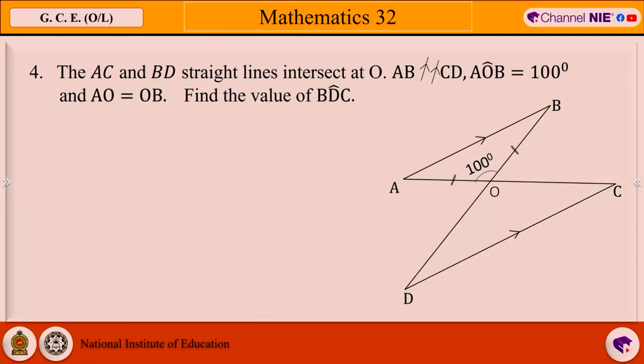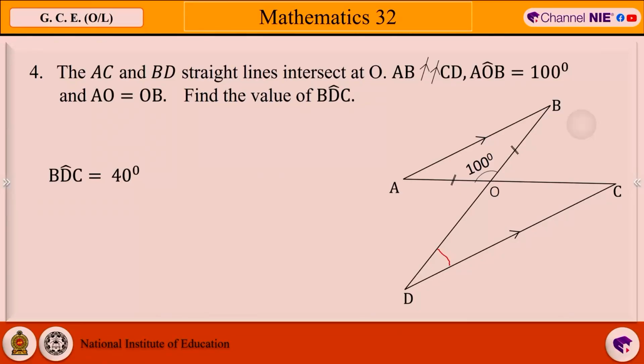Now, in such a question, you have to find BDC, no? So, you can go backward. Then, you have to find this angle. You can find an angle equal to that, or you can build up a connection between this angle with another angle. By doing so, you can find the value of BDC as 40 degrees.